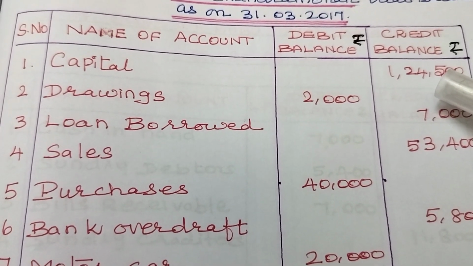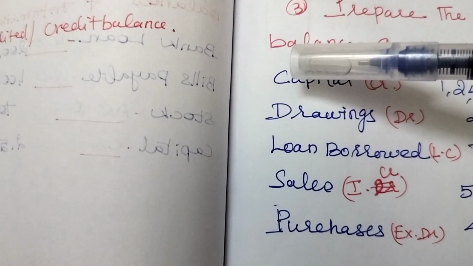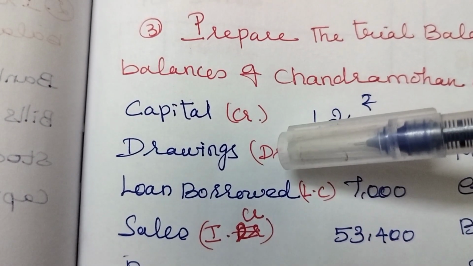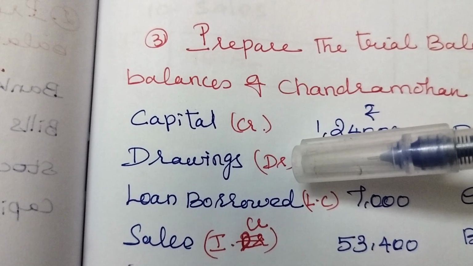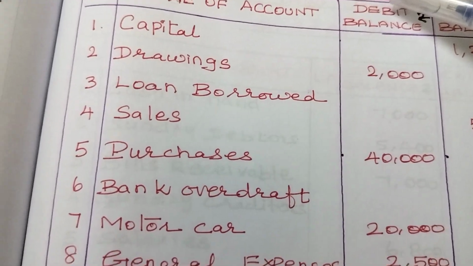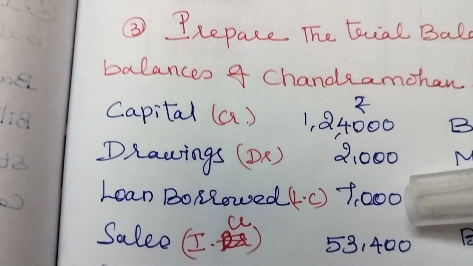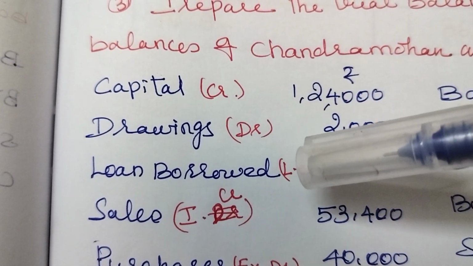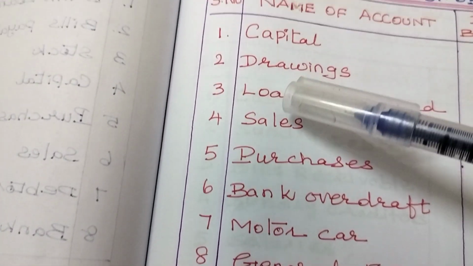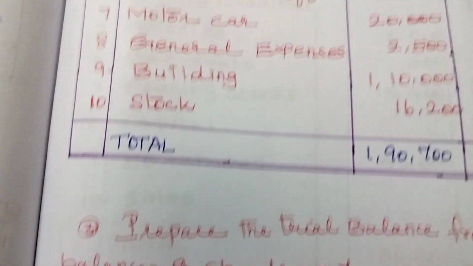Capital 1,24,500 is entered on the credit balance because capital is always credited. Then drawings 2,000 rupees. The drawings account is always a debit balance, so drawings 2,000 rupees is entered on the debit balance. Then loan borrowed rupees 7,000. Loan borrowed comes under liability, and liability will be a credit balance. So loan borrowed rupees 7,000 is entered on the credit balance.